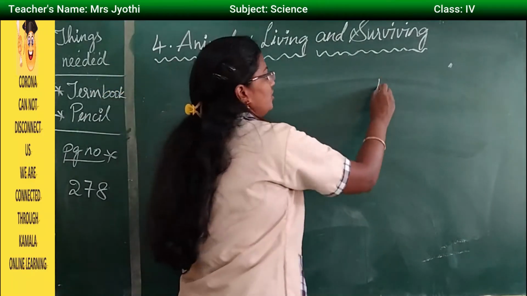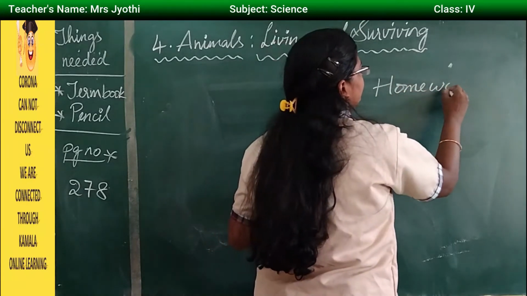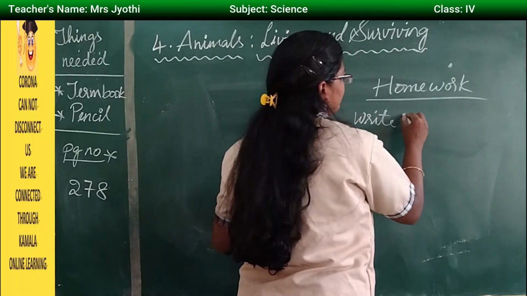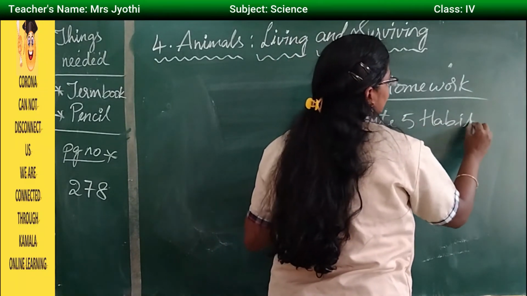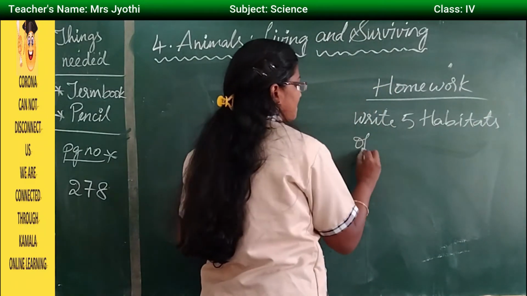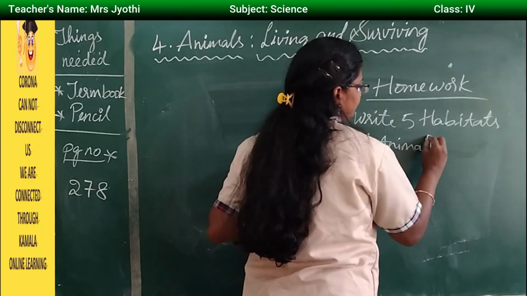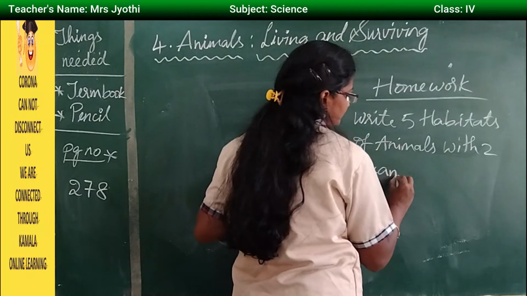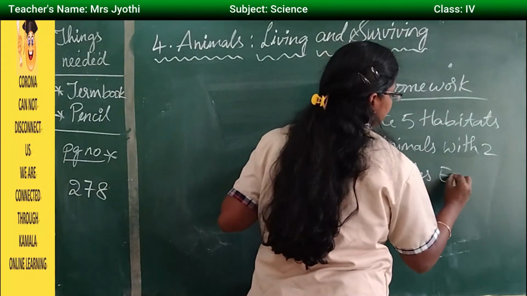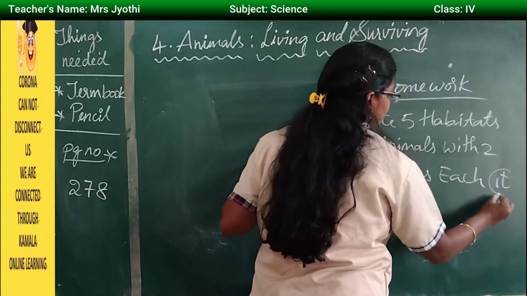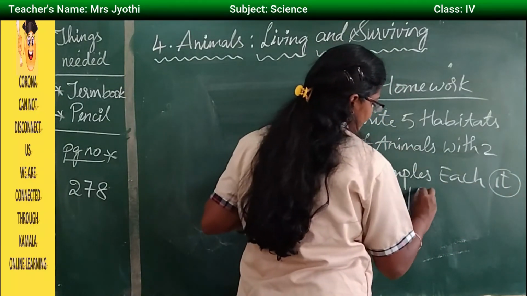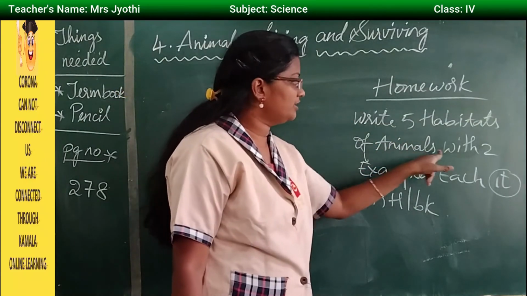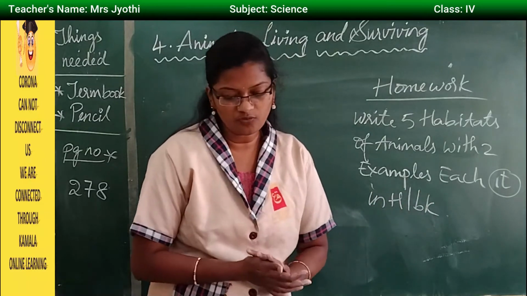So note down the homework. Your homework is to write the 5 habitats of animals with 2 examples each, one time in the homework book.